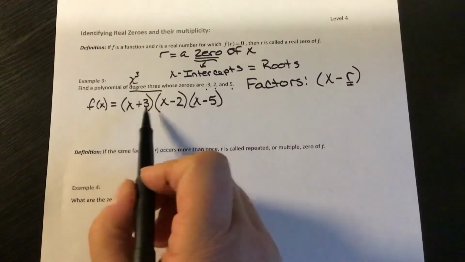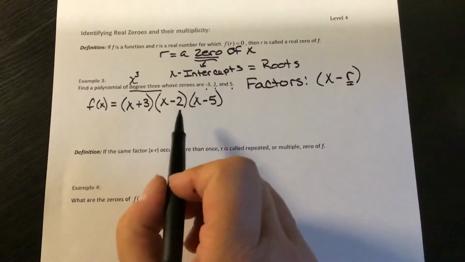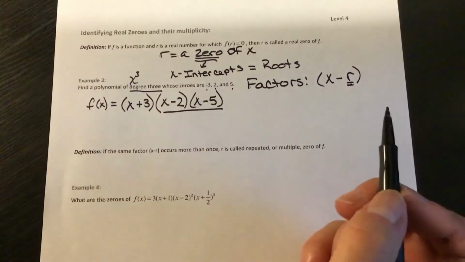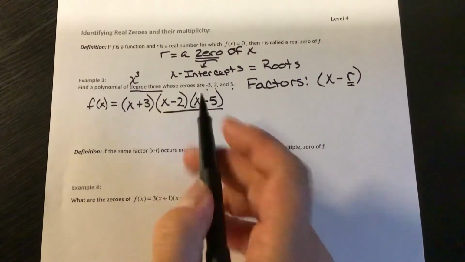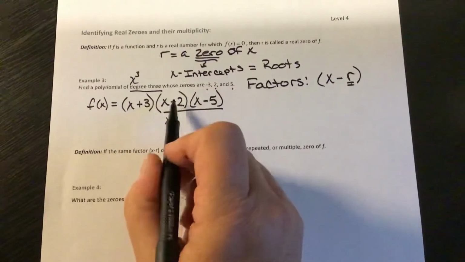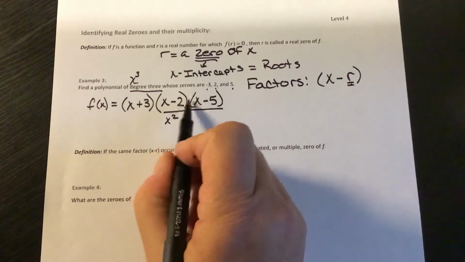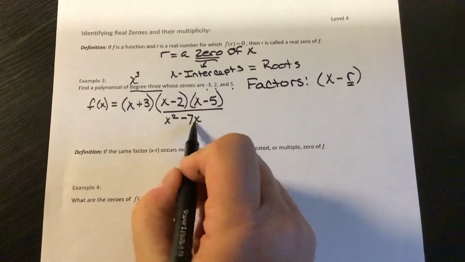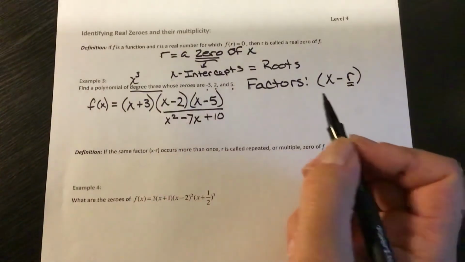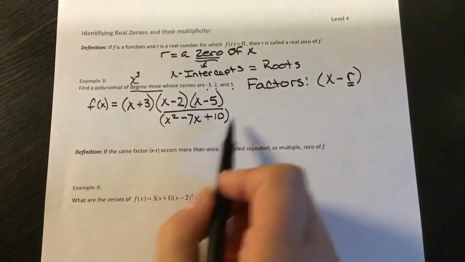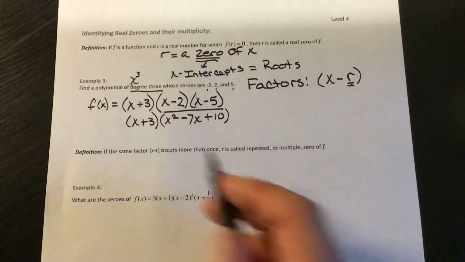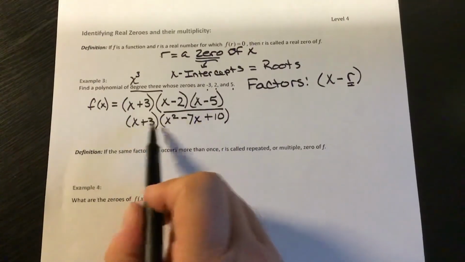So we're going to multiply it out and put it in standard form. So I'm going to take 2 of these factors, and it doesn't matter which 2 you multiply together. I'm just going to choose these 2. So if I do FOIL here, I'm going to have x squared minus 5x and minus 2x is minus 7x. And then -2 times -5 is plus 10. And I'm going to take this trinomial and multiply it by x plus 3. Okay, so I'm going to distribute again with x plus 3.